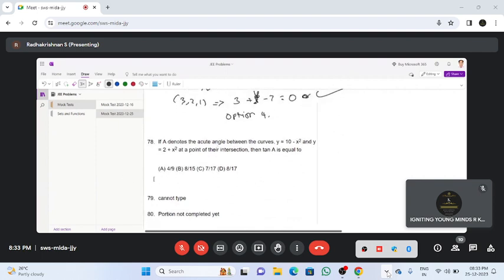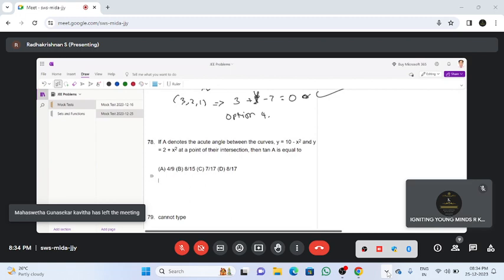Okay. So let's go to the next problem. Shade denotes the acute angle between two curves, y equal to 10 minus x square and y equal to 2 plus x square, and find out tan A. Sir, option B, sir. 8 by 15. Okay, very good.